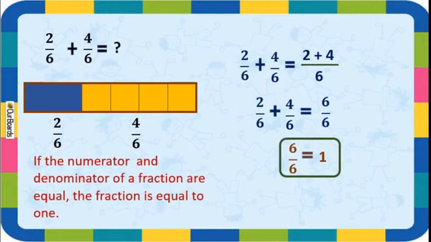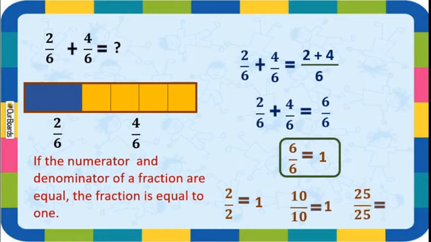And remember this, if the numerator and denominator of a fraction are equal, the fraction is equal to 1. See this, 2 upon 2 means always equal to 1, correct? And 10 upon 10 means 1, isn't it? And 25 upon 25 means 1, isn't it? Dear students, if the numerator and denominators are same, the answer is 1. Okay?